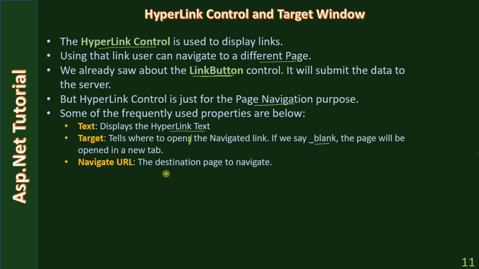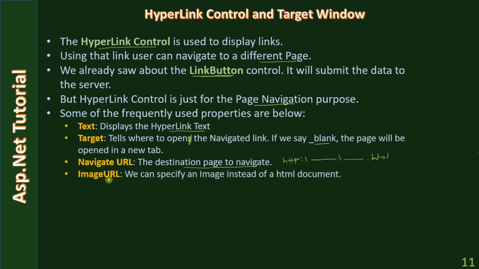Navigate URL. So this is the destination page to navigate. Here you can provide any HTTP or HTTPS link. So you can specify a specific portion of document to navigate using the navigate URL. You can specify the HTML document to navigate or HTTP location to navigate.